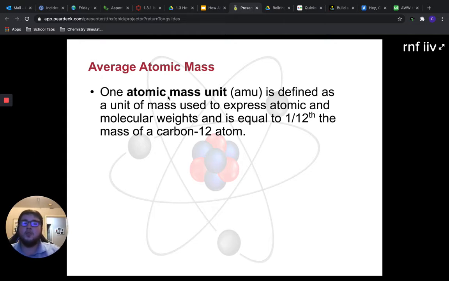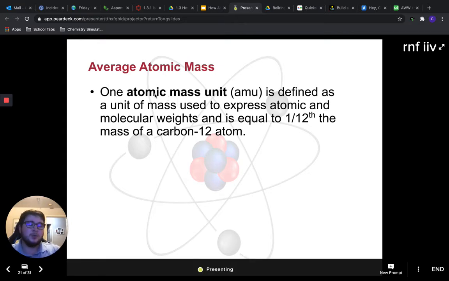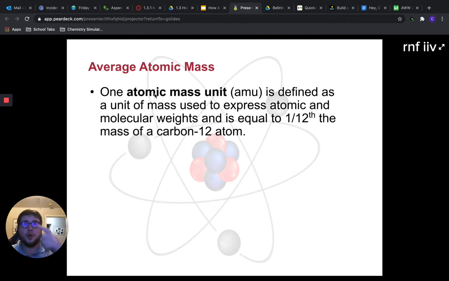Okay? So, one atomic mass unit, or abbreviated as AMU, is defined as a unit of mass that's used to express atomic and molecular weights, and it's equal to 1/12 the mass of a carbon-12 atom. All right, that's the very technical definition. Basically, think of it like this: one atomic mass unit is equal to the mass of one particle inside the nucleus. All right, so one proton has a mass of one atomic mass unit.